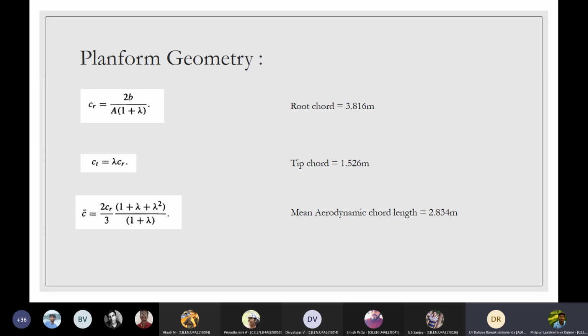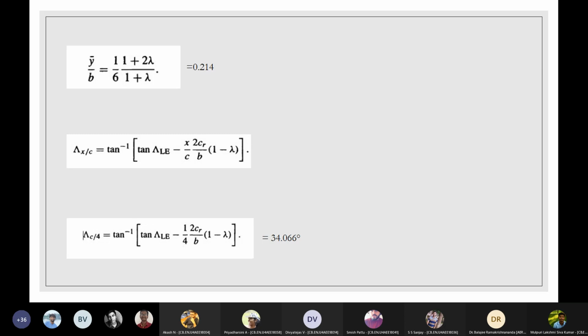Coming to the planform geometry, these we found from the calculation, sir. Root chord is 3.816 meters, tip chord is 1.526 meters, and the mean chord is 2.834 meters. Okay, good. And we have found the sweep angle at the quarter chord. It is 34.400.